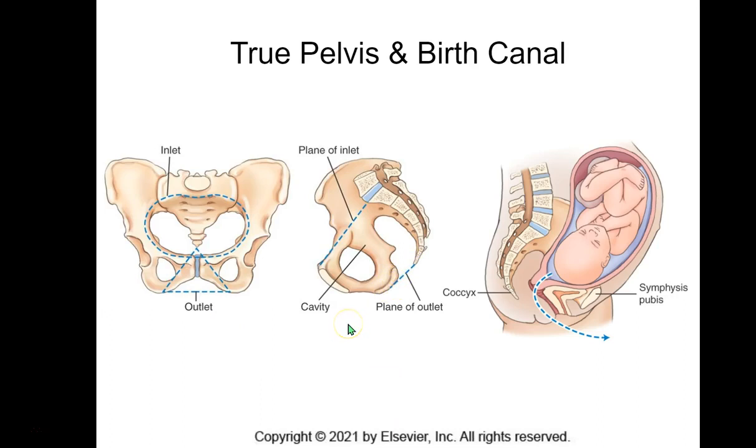The area between the inlet and the outlet of the true pelvis is called the cavity. And during the birthing process, the baby must travel through the inlet, through the cavity, and then through the outlet of the true pelvis. And in this picture, you can see that the fetus actually sits on the floor of the greater or false pelvis.